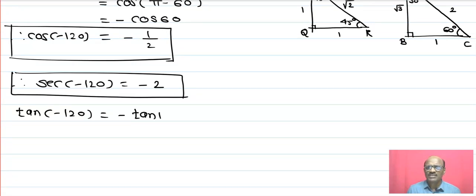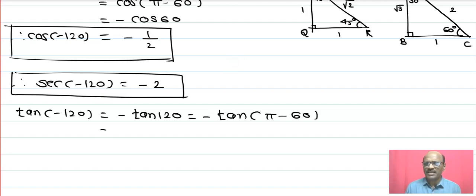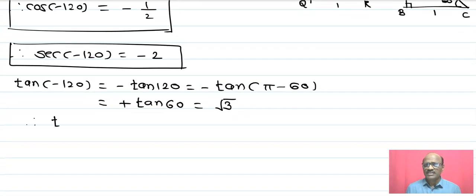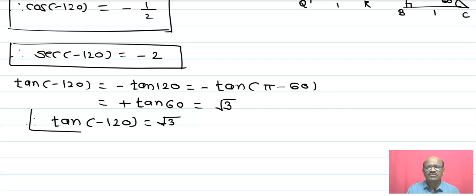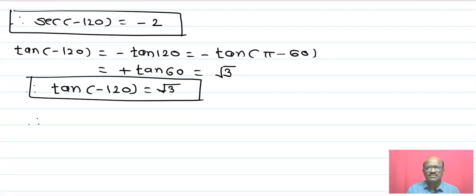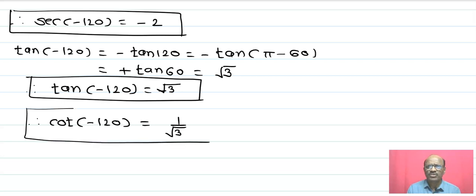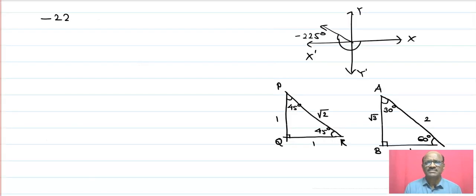Now we'll see the tan of minus 120. Tan reflects the negative sign, and again I have written it in this fashion, that is minus tan of pi minus 60. Now again it is in the second quadrant. In the second quadrant tan is negative, and that negative becomes positive, and that's why it is plus tan 60, which is root 3. That is, tan of minus 120 is equal to root 3. Next is cot of minus 120. It's a reciprocal of tan of minus 120.